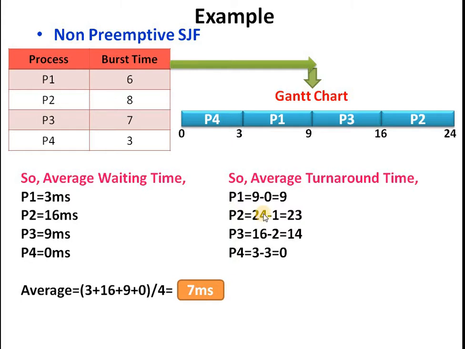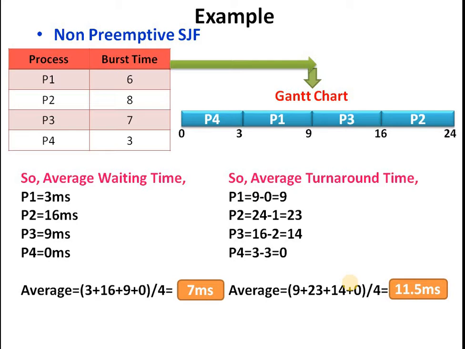So at the time of calculating turnaround time, arrival time is subtracted. So 9 minus 0 is 9, 24 minus 1 is 23, 16 minus 2 is 14, and 3 minus 3 is 0. And the average of that, 9 plus 23 plus 14 plus 0 divided by 4 processes, is equal to 11.5 milliseconds. It is the turnaround time. This is the sample example of non-preemptive SJF.